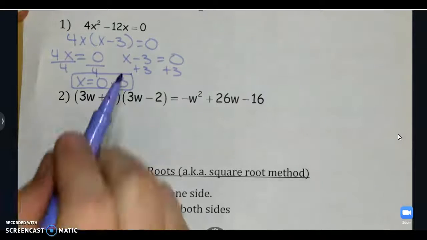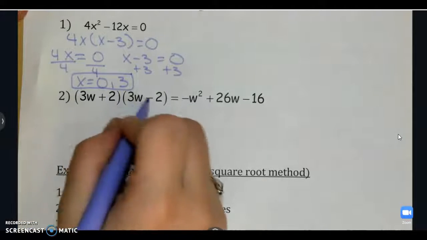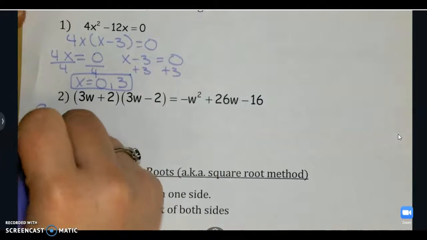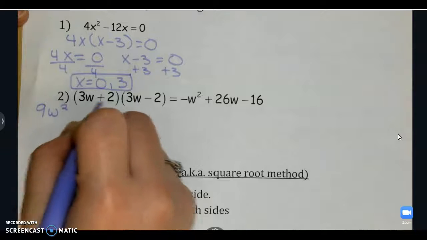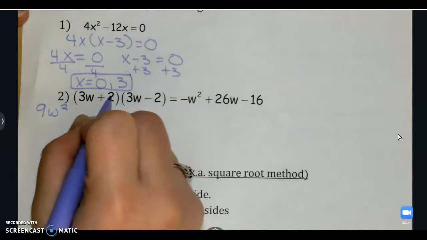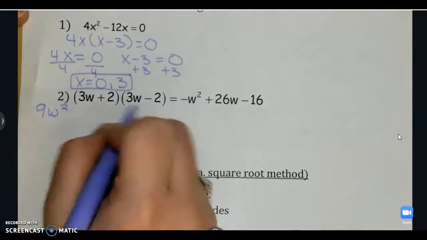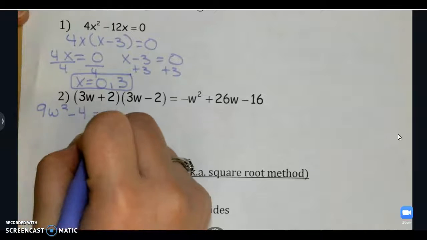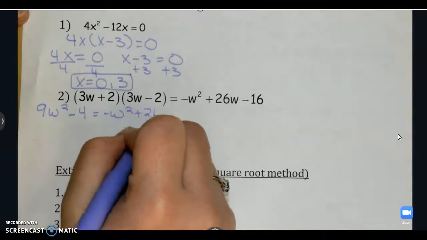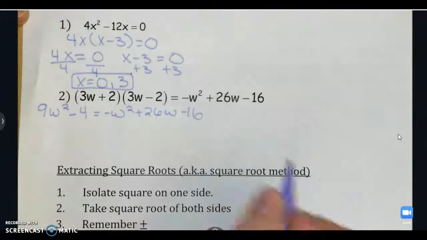So I'm going to have to expand it out. So I have to FOIL on my left side. And then because I have the plus 2 and the minus 2, that's going to cancel my middle terms, and I'm just left with minus 4. And now I'm ready to combine my terms.